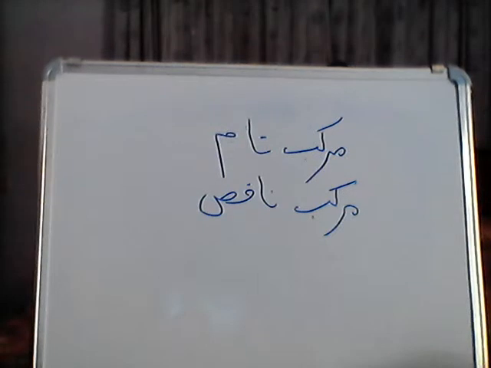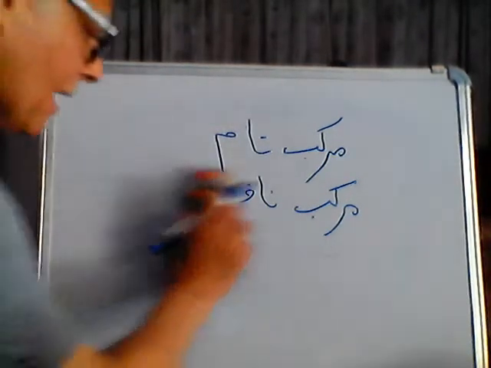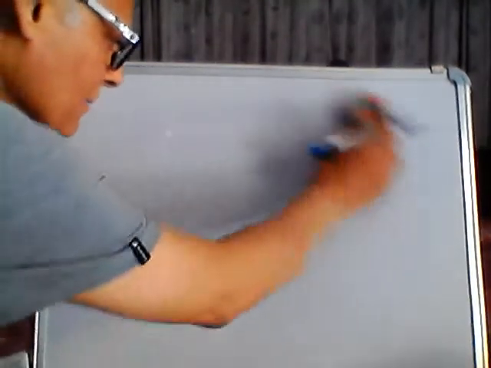Murakkab Tam is a complete sentence. Murakkab Naqis is an incomplete sentence. It is a kind of phrase, as we have got phrases in English. There are four kinds of Murakkab Naqis. I'll first take up Murakkab Naqis and then we'll take up Murakkab Tam.